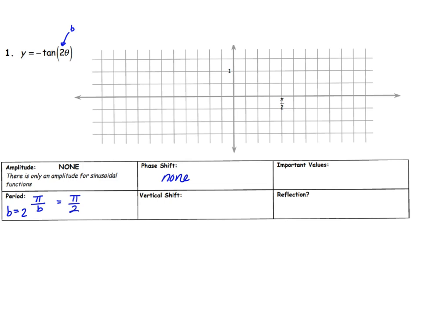To find our important points, we're going to have that pi over 2 divided by 4, which means you're going to have pi over 2 times a fourth, which means we're going to get an important point every pi over 8. There is no vertical shift, so there's none. And it is reflected because we have a negative right there, so it will be reflected.